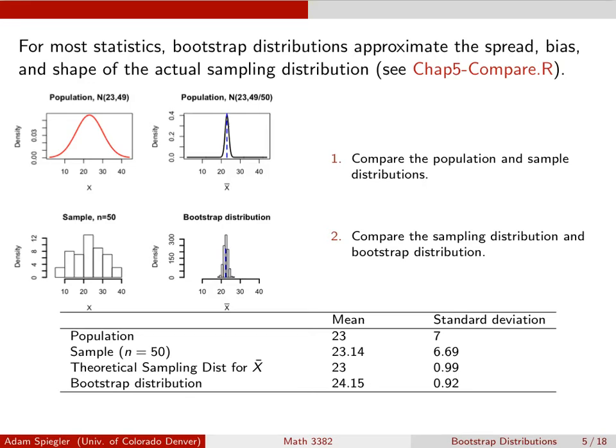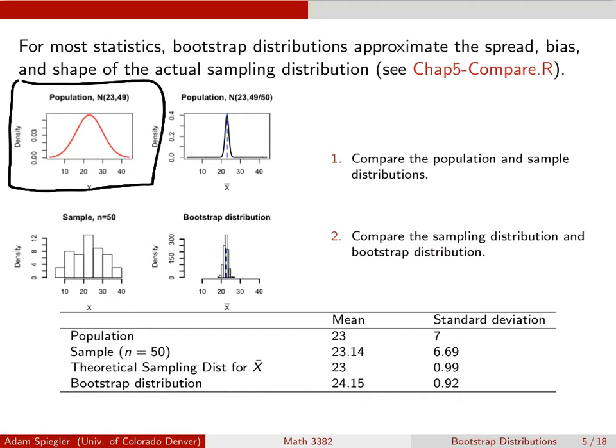And so now let's compare what we get from a bootstrap distribution to what we actually get from a sampling distribution. The code that generated these plots that you're looking at, you can find in the file chap5 compare.r, in case you're curious.